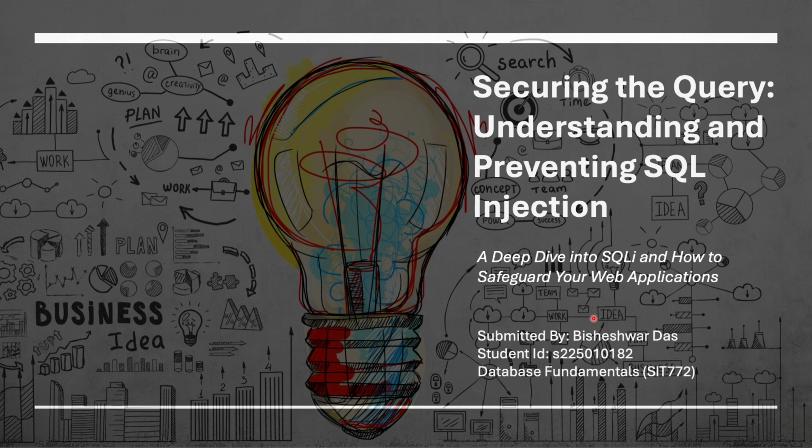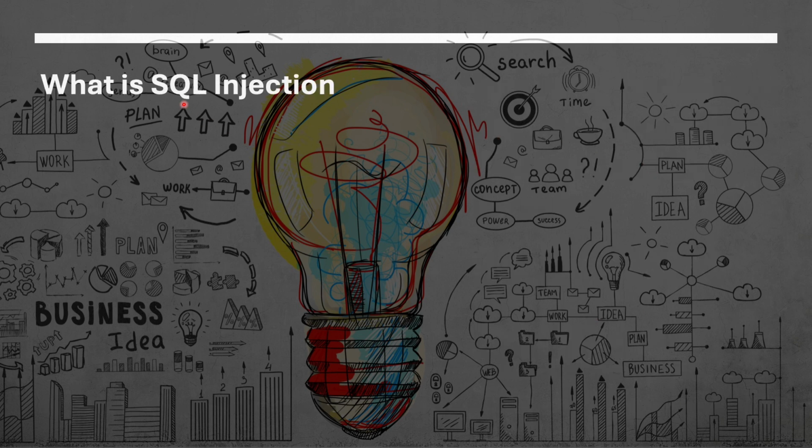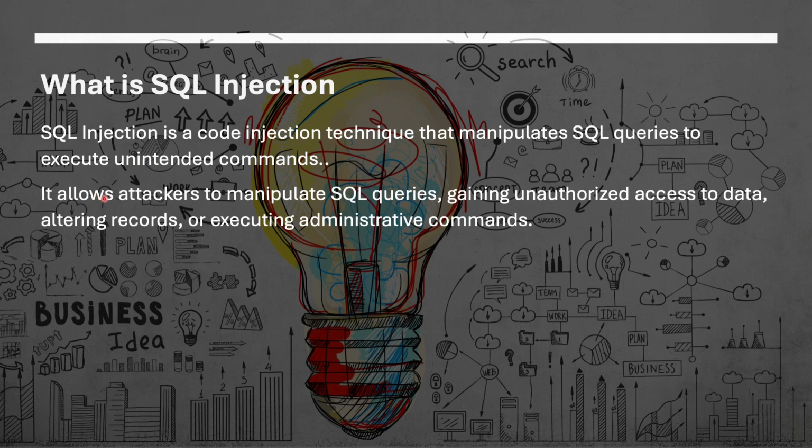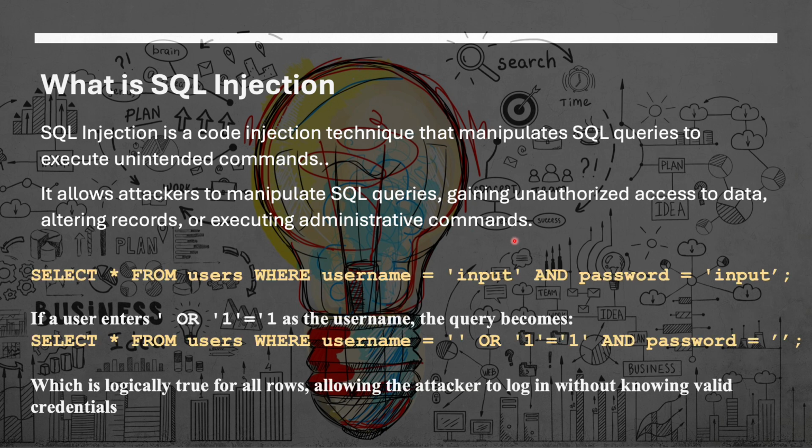Let's take a deep dive into what SQL injection is, the risk it presents and how we can protect our applications from it. So what is SQL injection? SQL injection is a code injection technique that manipulates SQL queries to execute unintended commands. It allows attackers to manipulate SQL queries, gaining unauthorized access to data, altering records, or executing administrative commands. Essentially, an attacker can manipulate SQL queries to access or modify data in unintended ways.